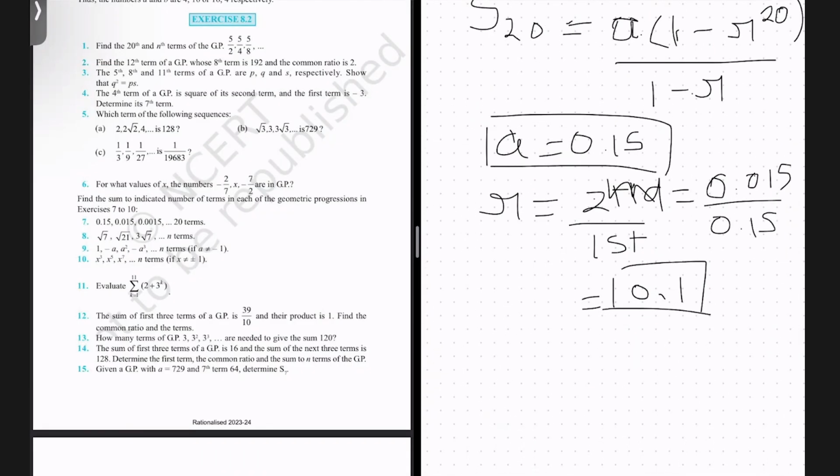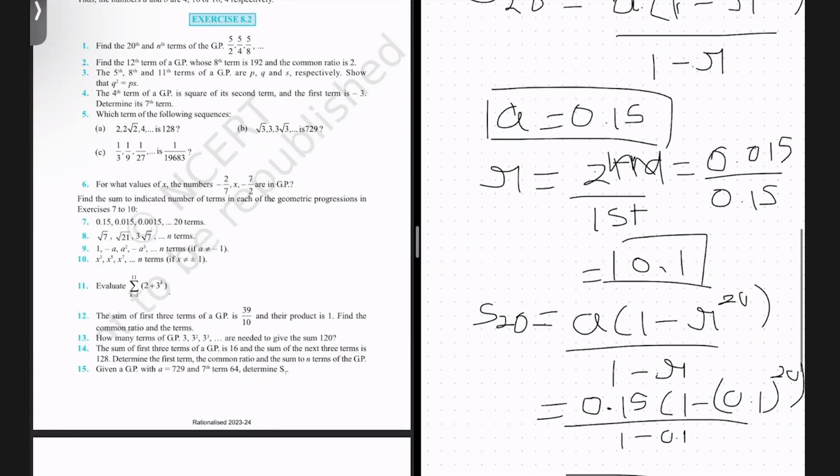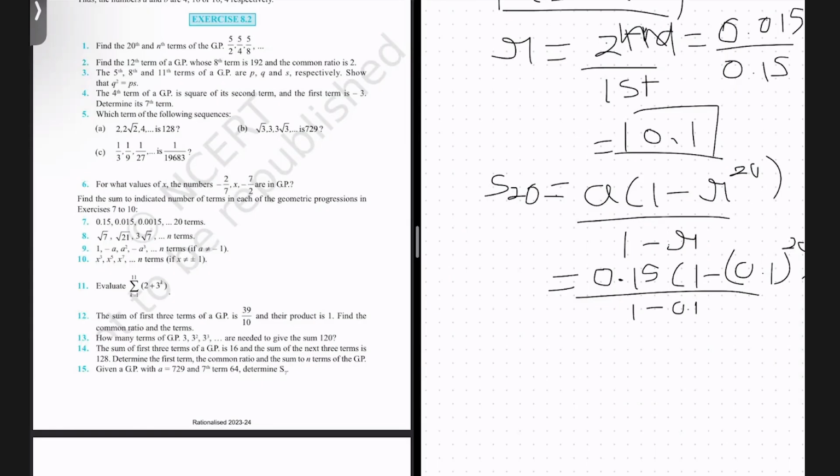So S of 20 is going to be, as we had previously seen, a(1 minus r raised to the power 20) upon 1 minus r. A has been given to us as 0.15. We have r as 0.1 raised to the power 20 divided by 1 minus 0.1. Simplifying this, we get 0.15 upon 0.9, times (1 minus 0.1 raised to the power 20).